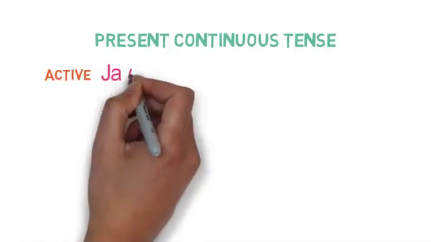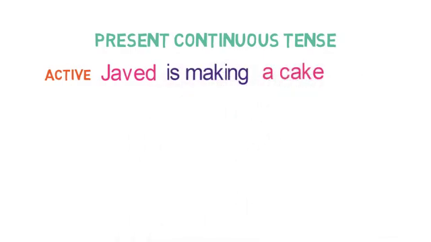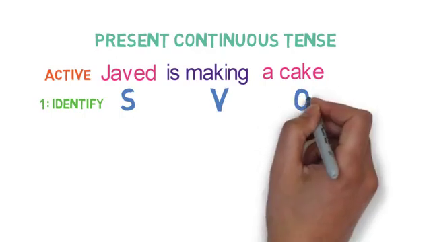Now let's see an example of present continuous tense. Active voice: Javed is making a cake. First step is to identify subject, object and verb. Here, who is performing an action? It's Javed. So, it's the subject. What's the action performed? It's making. So, it's a verb. And what's at the receiving end? It's the cake. So, it's an object.